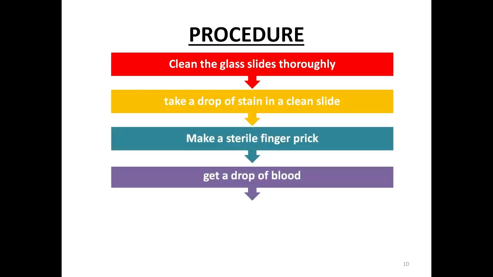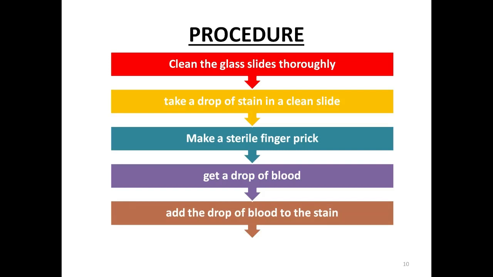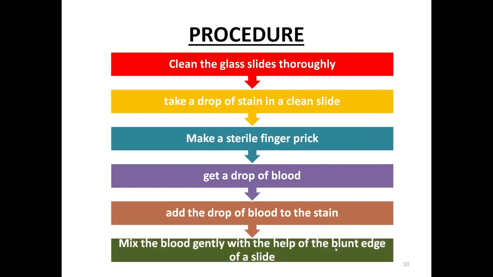Then make a sterile finger prick and get a drop of blood and then mix it. Because you have taken a slide and on that you have already placed a drop of stain, right? On that you have to place a blood drop, and then take another glass slide, and with the blunt edge of this glass slide you have to mix the stain in the blood.